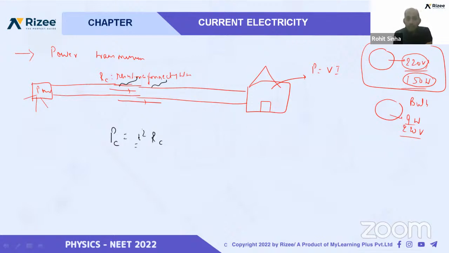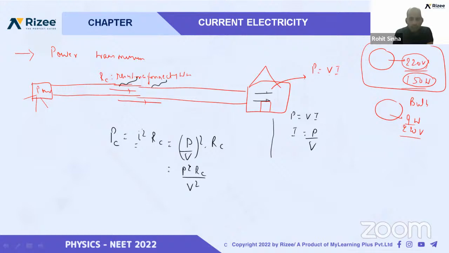Now what will be I? The current reaching the house is what we need, and according to the device, P is equal to V into I, so I will be equal to P by V. If we put that I here, we will get (P by V) whole square into RC, which is equal to P square RC by V square. You see, this P is the power rating of a device.